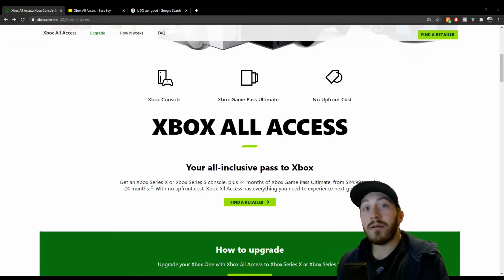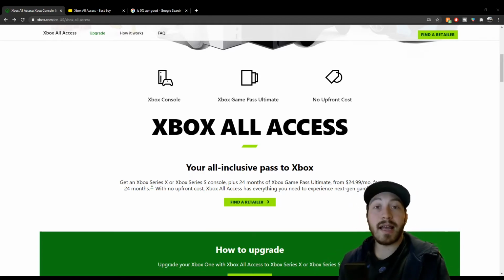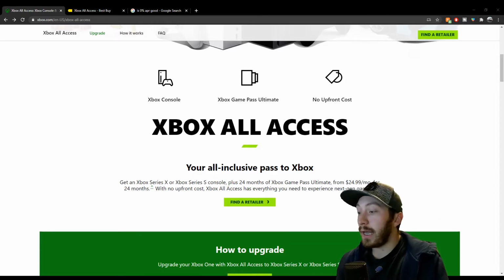Also, if you're worried about any online play or anything like that, it does come with Xbox Live Gold. No upfront costs whatsoever when you get the subscription. A 1 year warranty, which is nice.